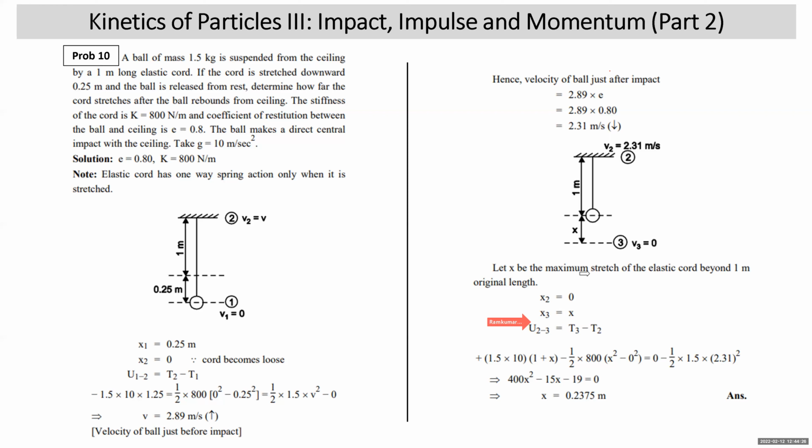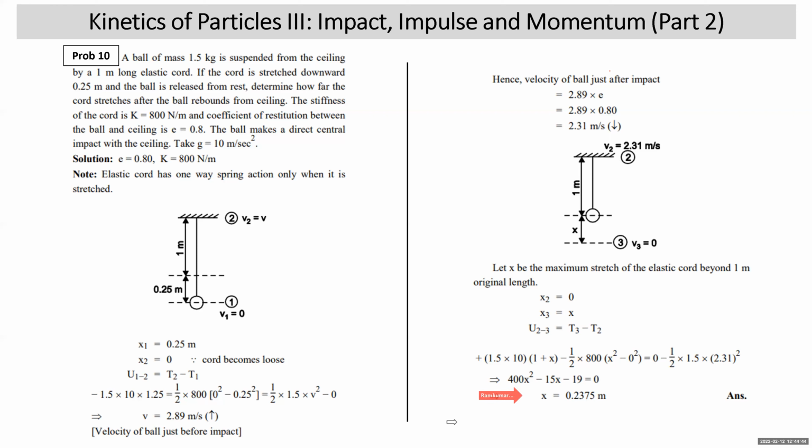Weight of the ball will do positive work, 1.5 into 10, displacement is 1 plus x, minus half k (x3 squared minus x2 squared), x2 is 0, equal to T3 minus T2, T3 is 0, T2 is half m v squared. This way, you get the value of x as 0.2375.